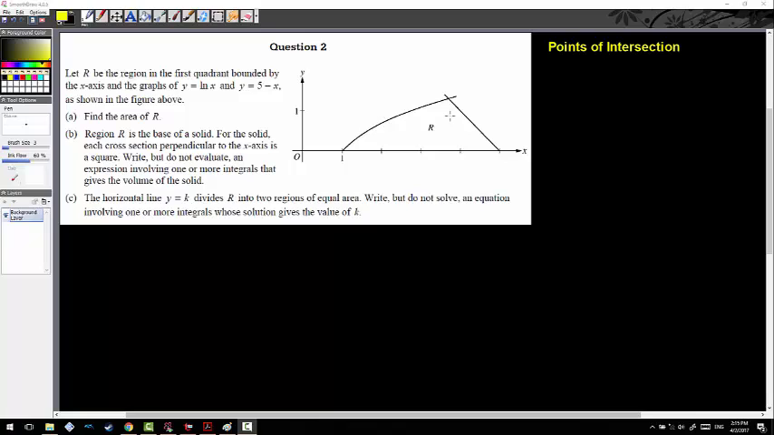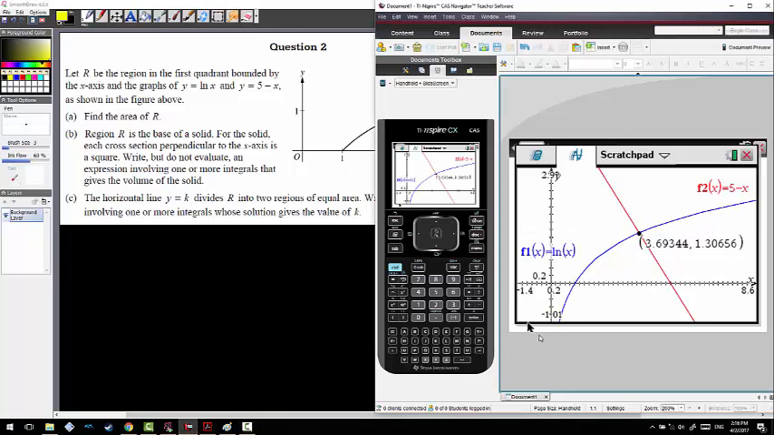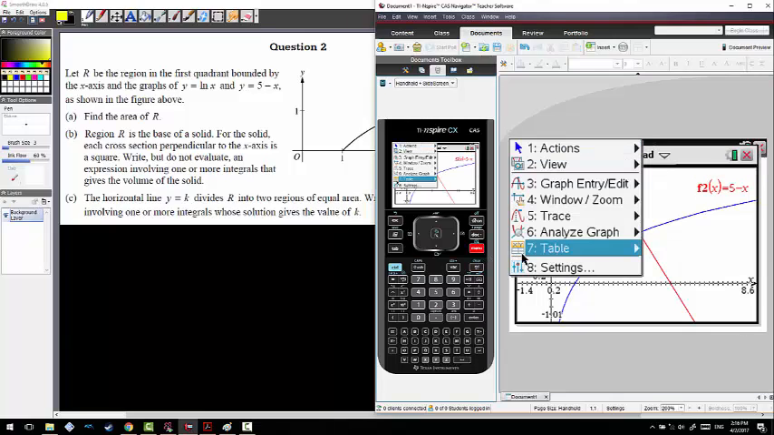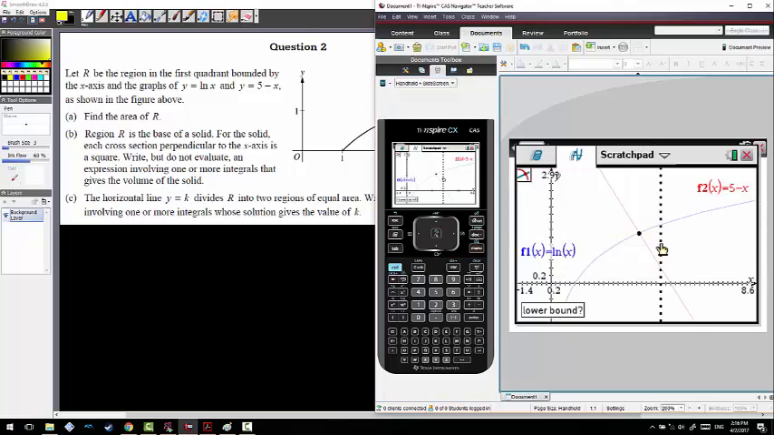Okay, so if I'm going to find the area of R, before I even begin this problem, I probably want to put both functions into the calculator, and I've already done that here. The next thing I'm going to want to do is find those points of intersection. So how do I do that? Well, I'm going to go to Menu, and I think you guys have already seen it, Menu, Analyze Graph, Intersection, left bound, right bound.